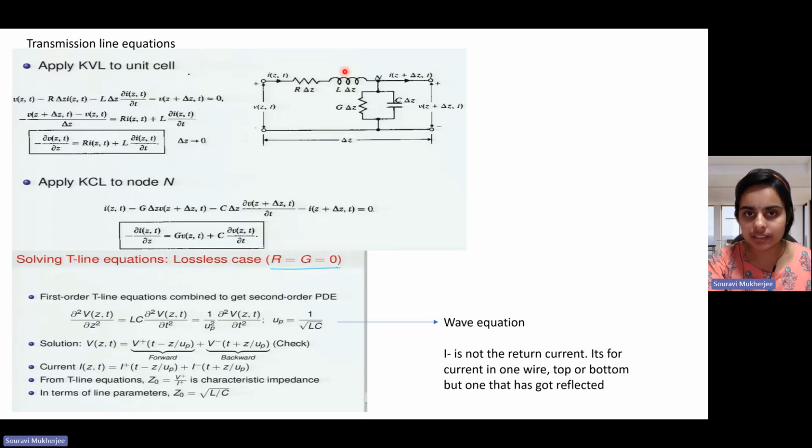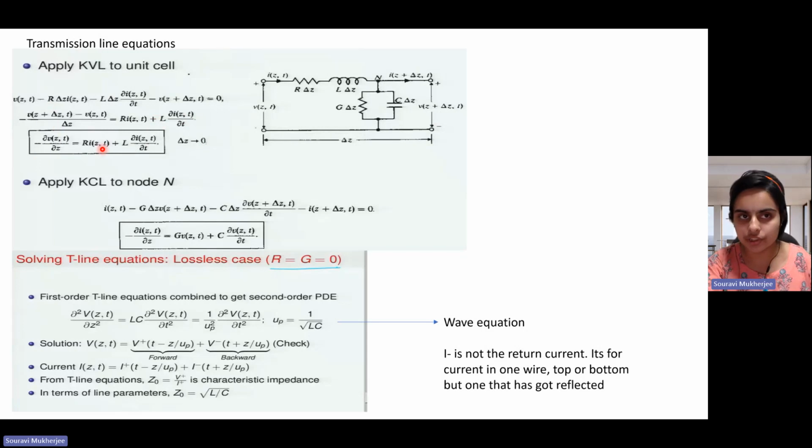Then there's a drop across this inductor, which is given as minus L di dt into delta Z, right? And then, so you are considering this loop. So then this is again the voltage that is at this end, which is different from the one at this end. So if you do that, that should be equal to 0. The algebraic sum should be equal to 0. Now you just solve it and then you take the limit of delta z tending to 0. This is what you get.